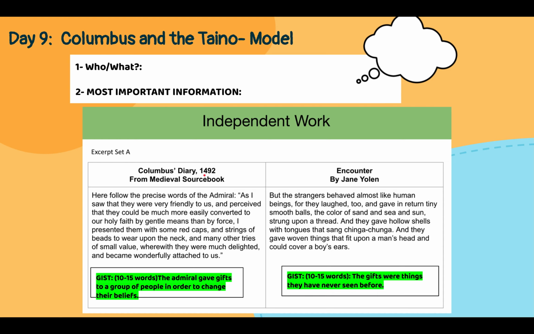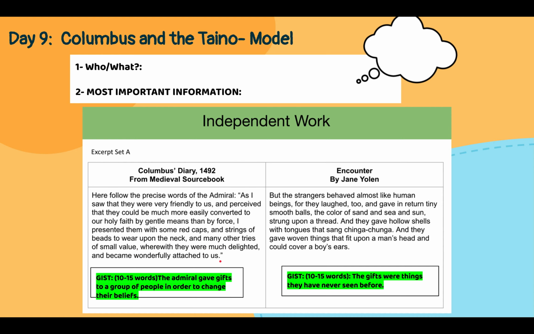Columbus's Diary, 1492, from Medieval Sourcebook. Here follow the precise words of the Admiral. As I saw that they were friendly to us, and perceived that they could be much more easily converted to our holy faith by gentle means than by force, I presented them with some red caps and strings of beads to wear upon the neck, and many other trifles of small value, wherewith they were much delighted, and became wonderfully attached to us.